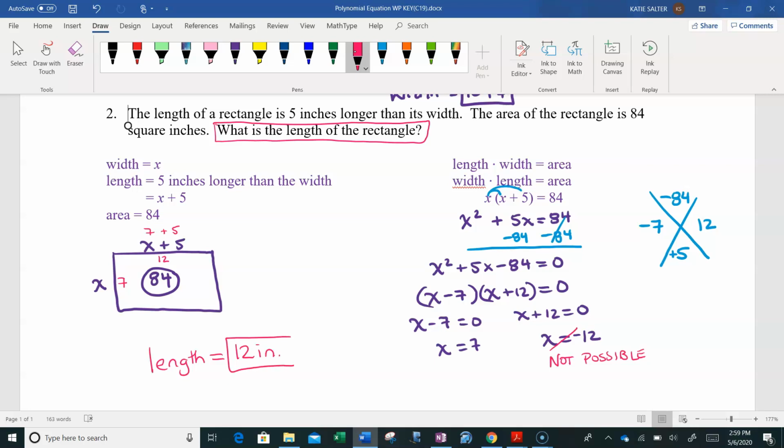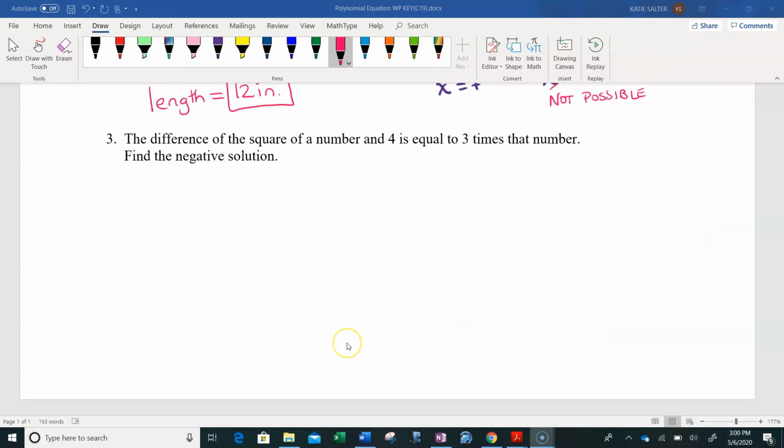Again, on Delta Math, you will not type in inches. If you are doing this problem in Delta Math, you're only going to type 12. But be careful. Sometimes it might ask for the width. Sometimes it might ask for the length. And you've got to go back and substitute your answer back in and make sure you're answering the correct one. Okay, so this problem's a little bit different. It says the difference of the square of a number and 4 is equal to 3 times that number.